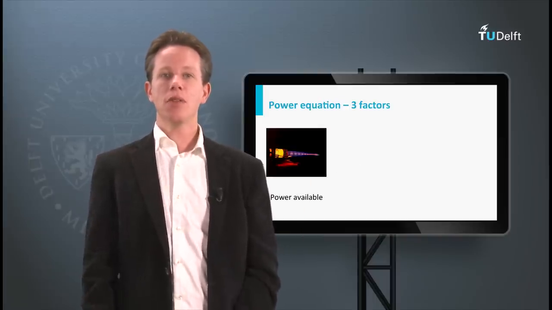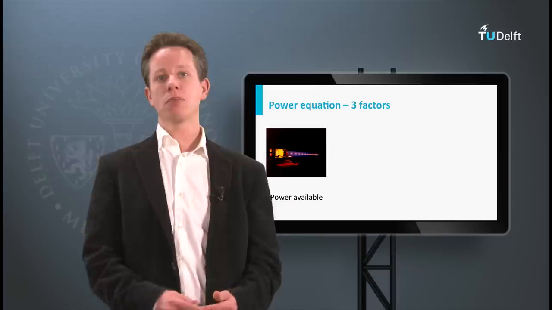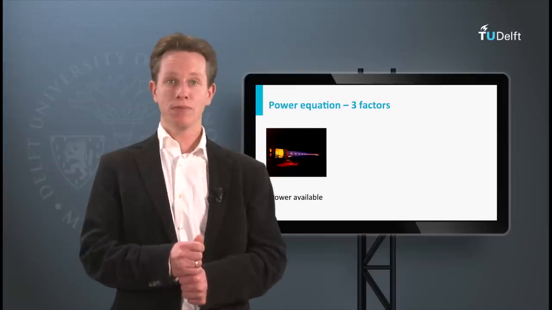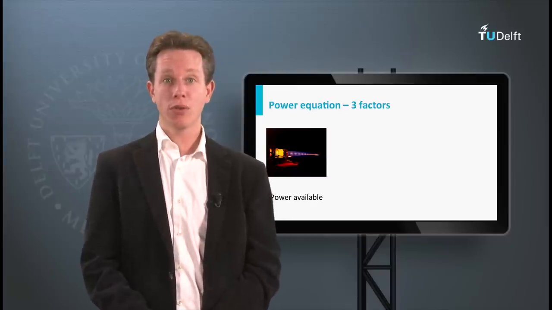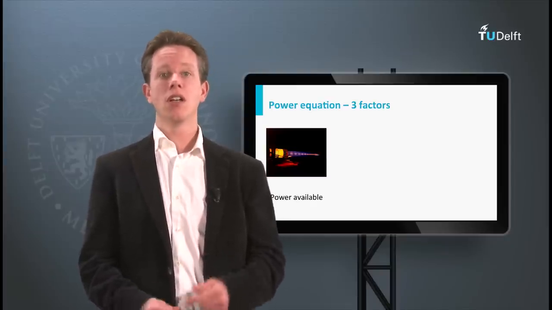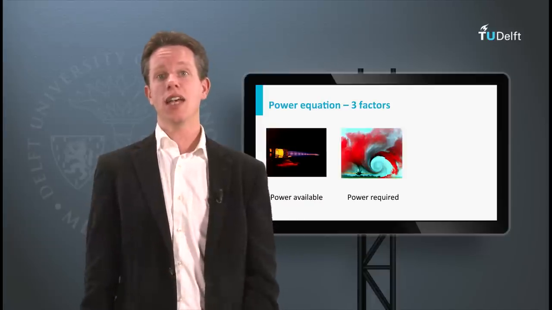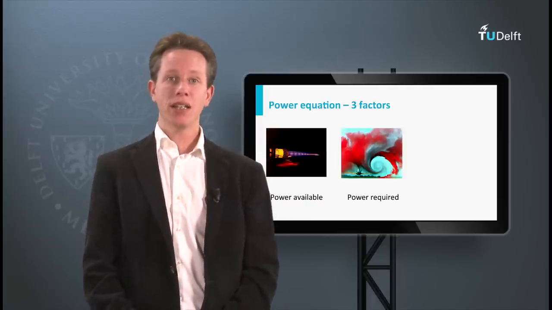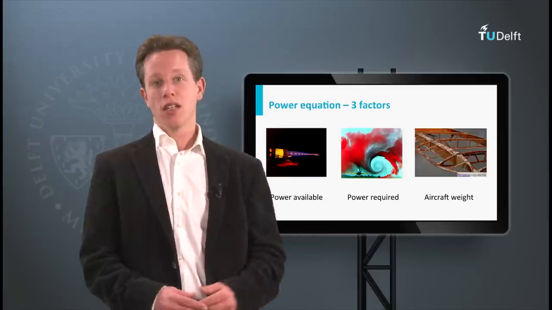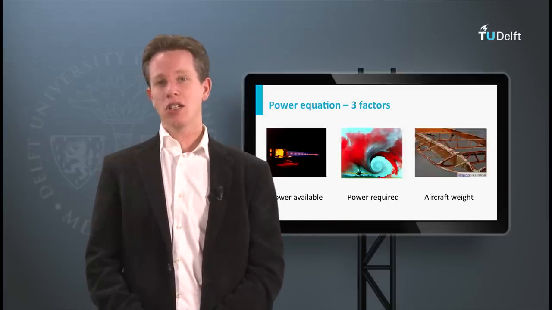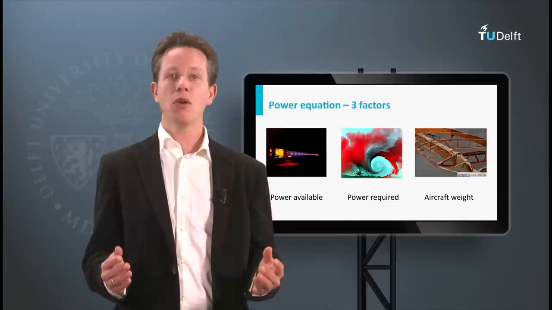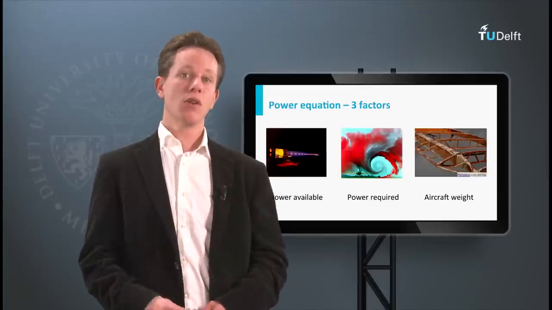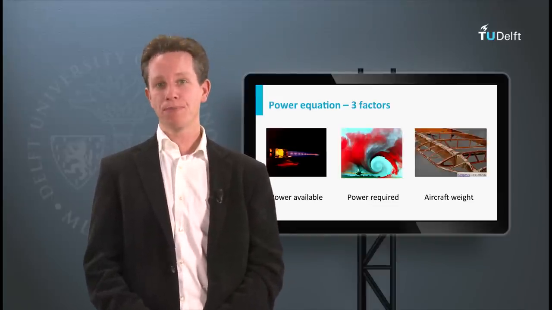Now you can see in the power equation that three factors play a role in the rate of climb that can be achieved. The power available, or in other words, the characteristics of the propulsion system, the power required, which is the energy needed per second to overcome aerodynamic drag, and finally the aircraft weight. When doing performance calculations, we typically make a figure with power available and power required for a specific aircraft weight, which we call the performance diagram.